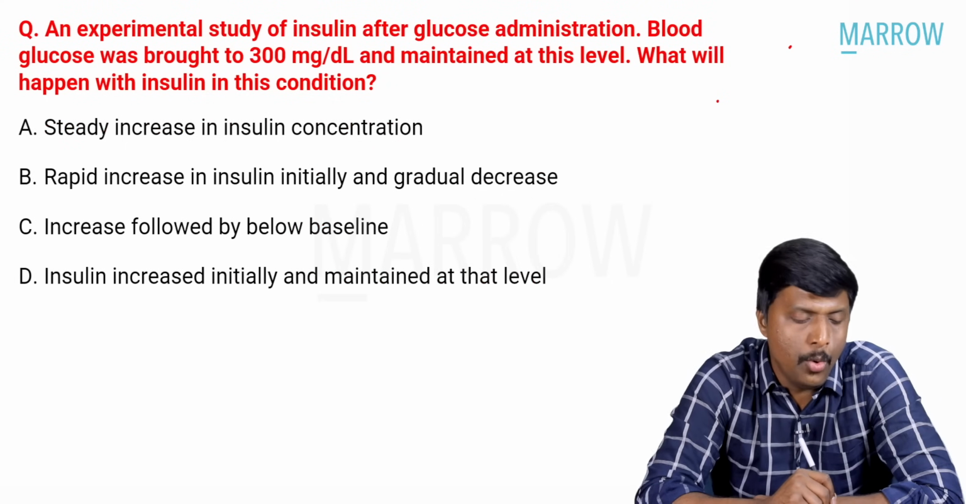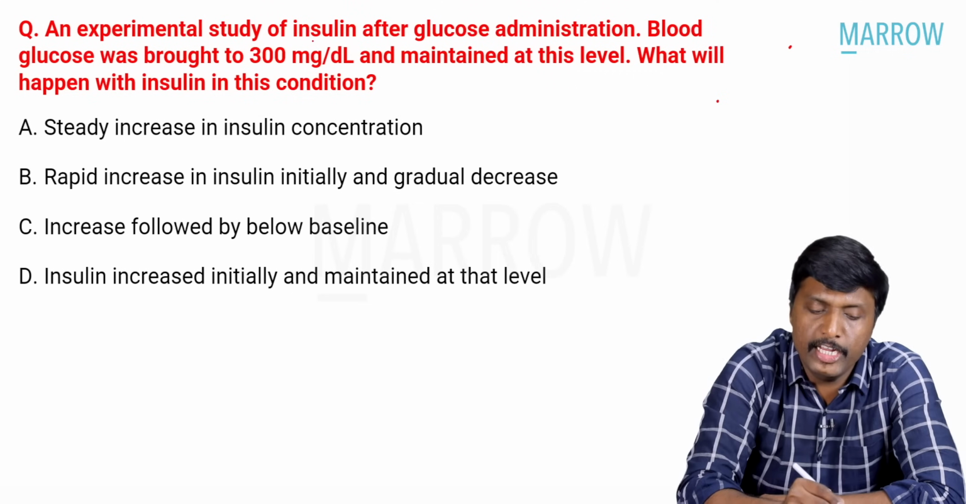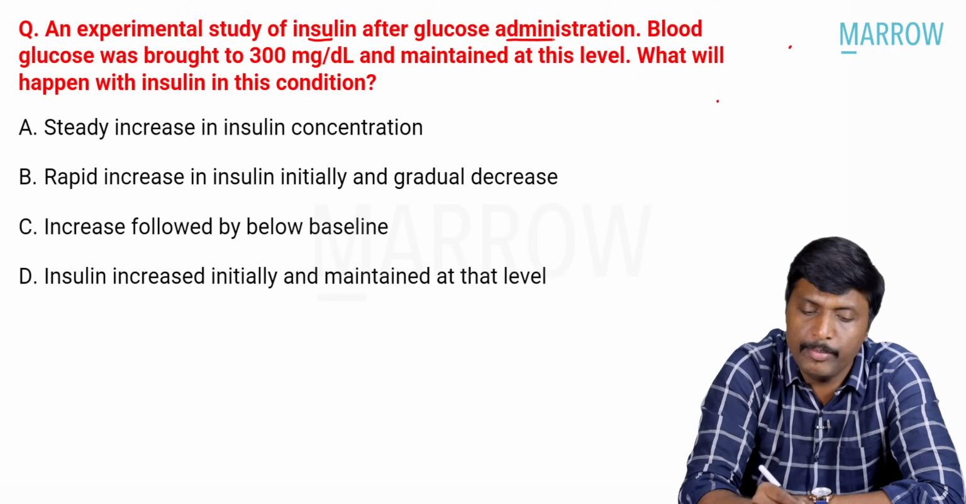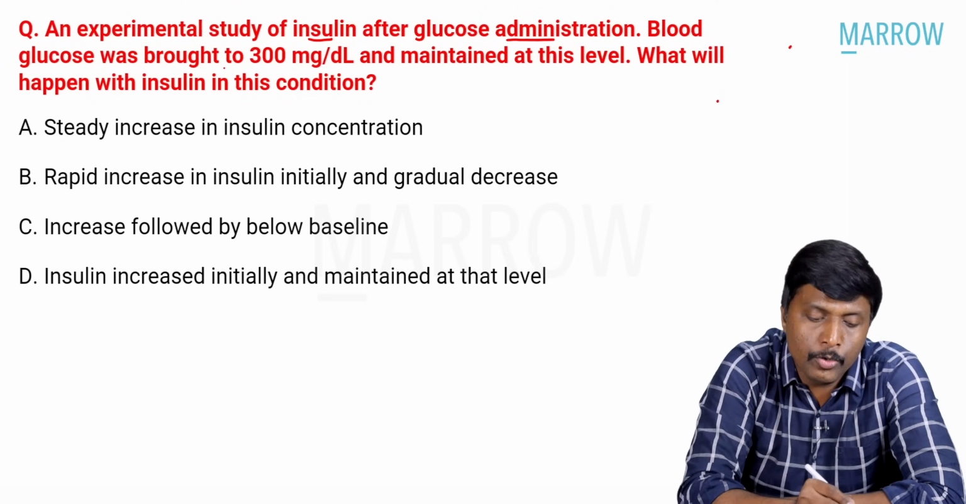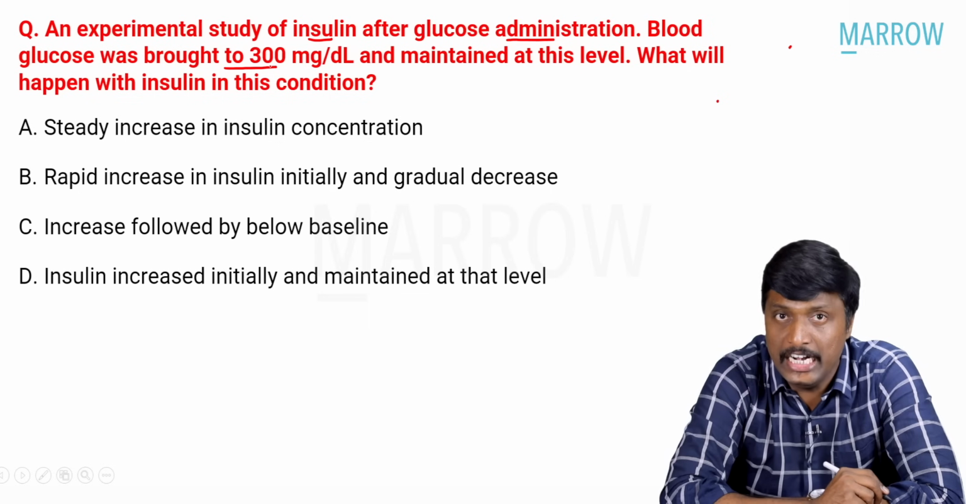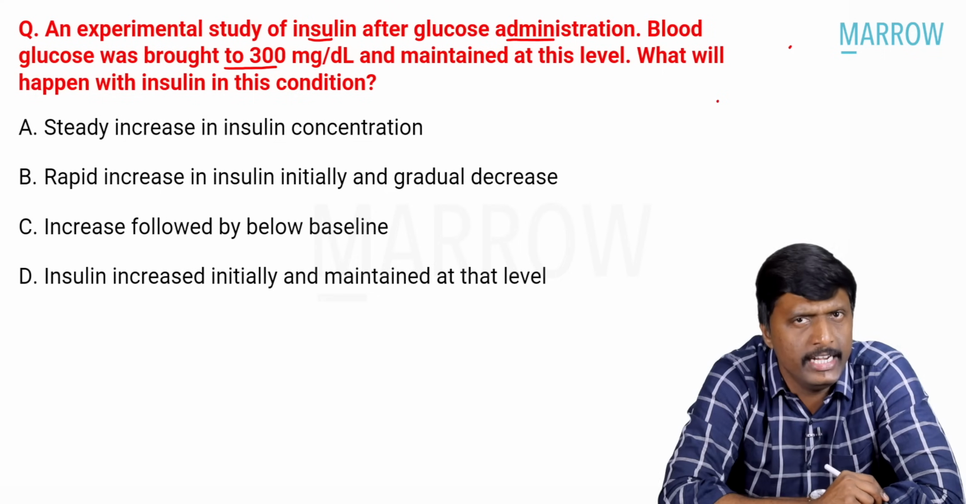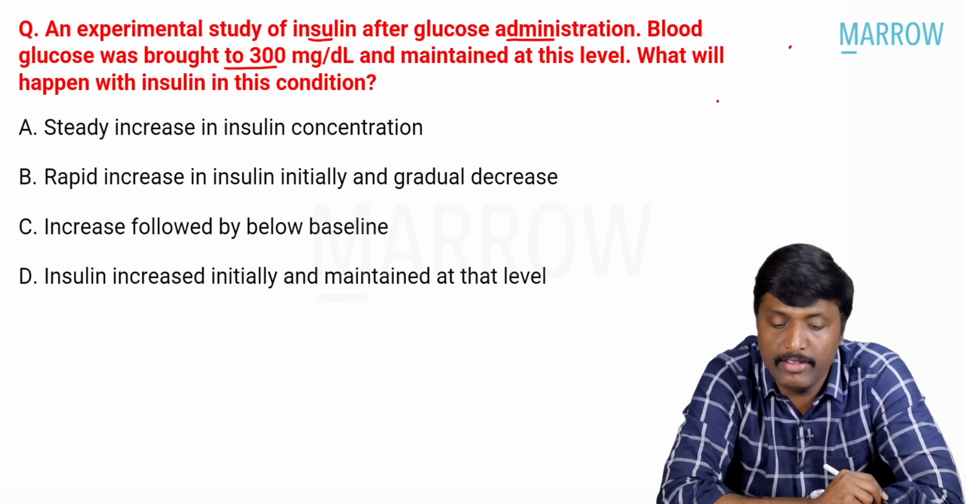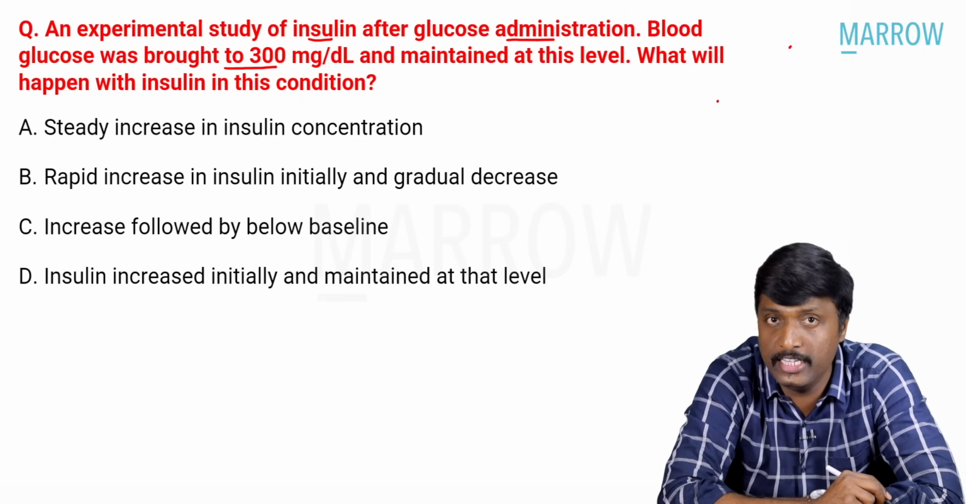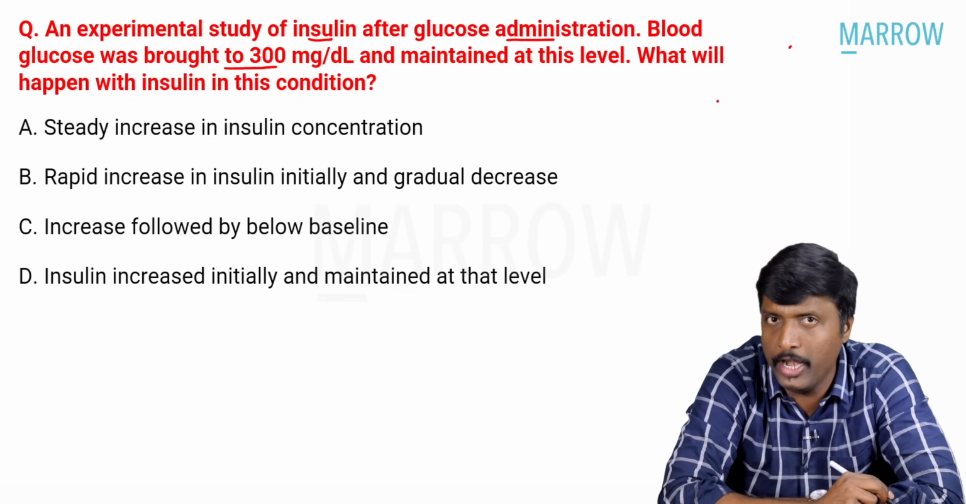Right guys, now let's move into the next MCQ. In an experimental study of insulin, after glucose administration, blood glucose was brought to 300 milligram per deciliter. That means the blood glucose is elevated. Insulin will be released and maintained at this level. What will happen with insulin in this condition? It is in endocrine physiology.